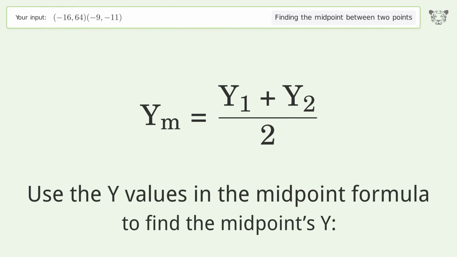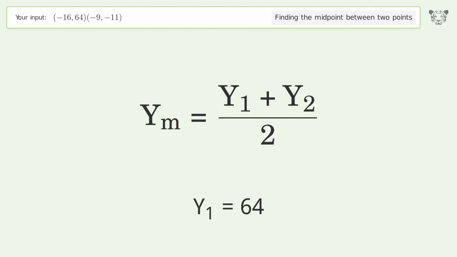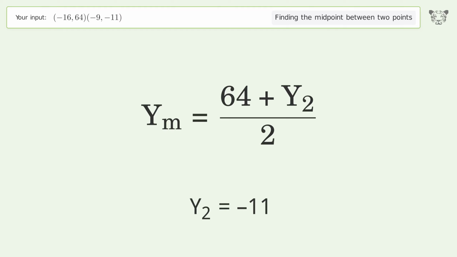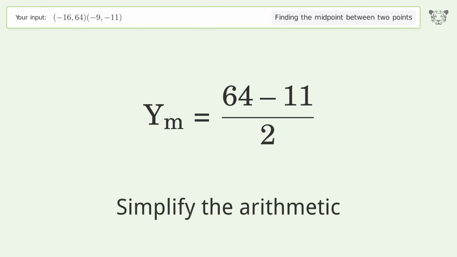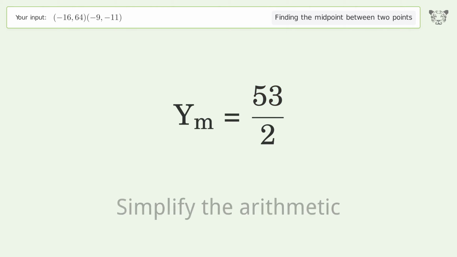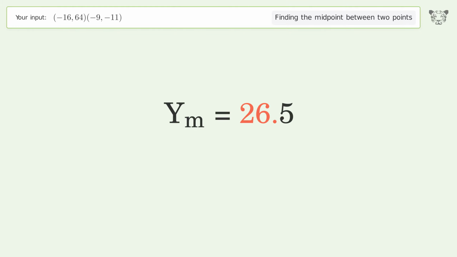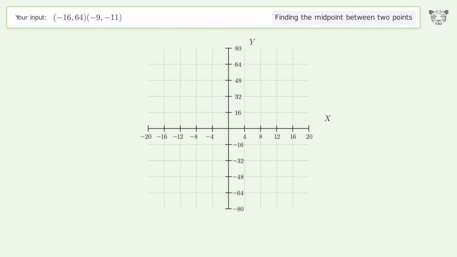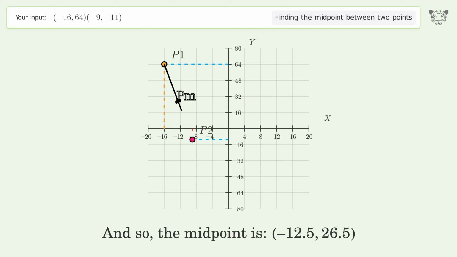Use the y values in the midpoint formula to find the midpoint's y. y1 equals 64. y2 equals negative 11. Simplify the arithmetic. And so, the midpoint is negative 12.5, 26.5.